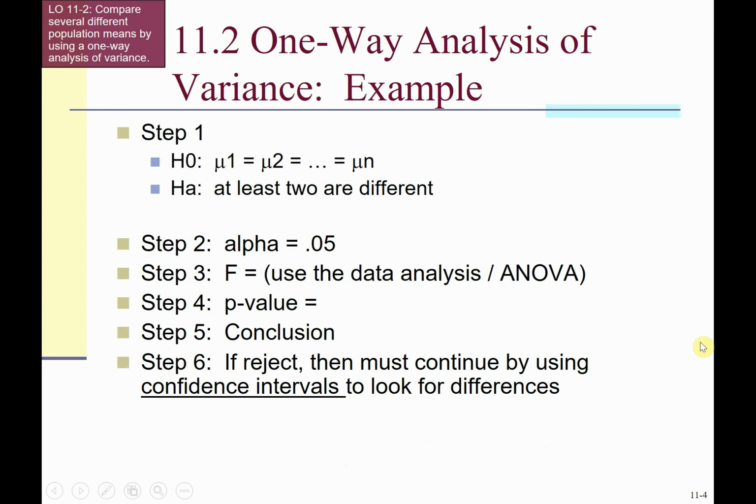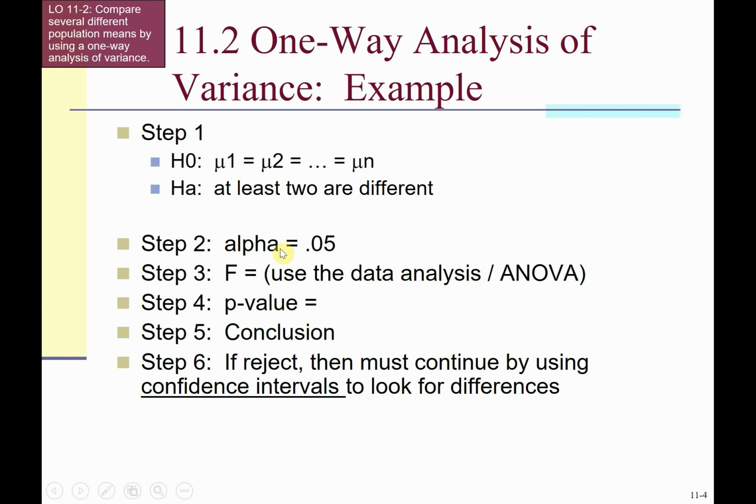Here are the steps that we'll do. Our null hypothesis is that all of these means are equal to each other, and the alternative is at least two are different. So ANOVA does not tell you which one is better or worse. It just tells you that at least two are different than each other. So in one sense, it's a very strong test. It's a gatekeeping type test. But in another sense, it's a very weak test because it doesn't give you the final answer.